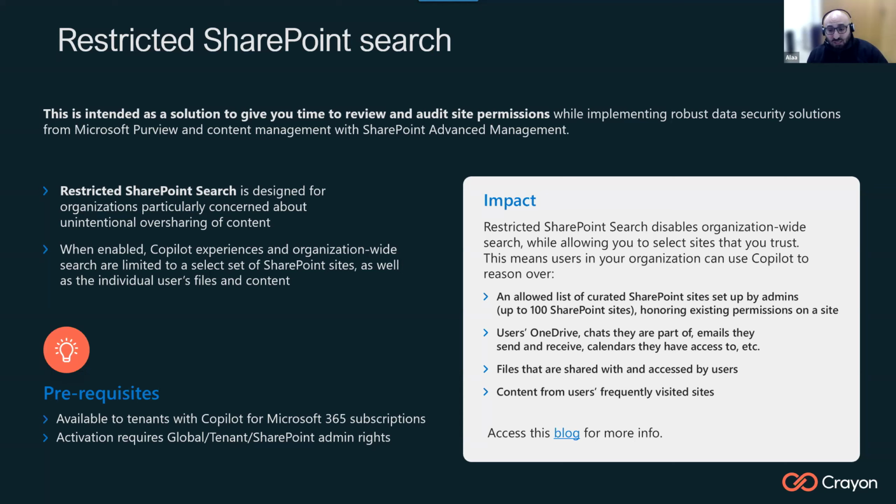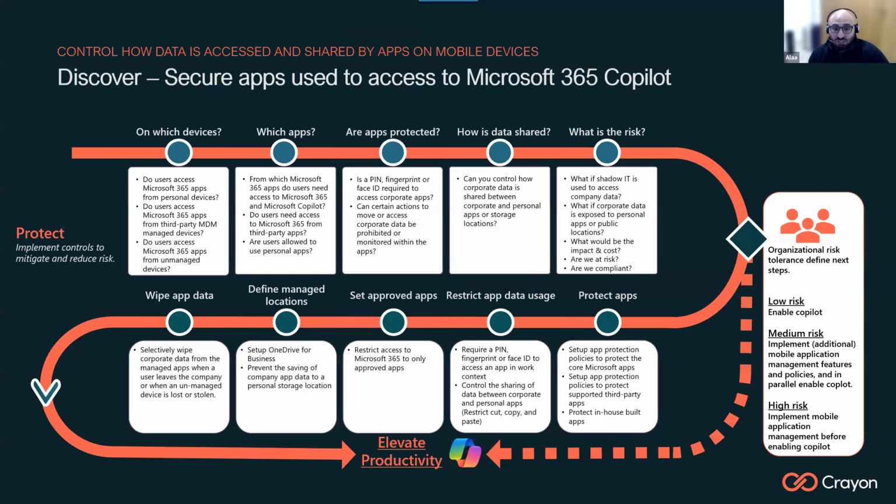If the customer decides to enable it, both Copilot and non-Copilot users will be able to find and use content from an allowed list of curated SharePoint sites set up by the admin, with up to 100 SharePoint sites. It will honor the sites' existing permissions, from user OneDrive files like chats, emails that you send and receive, calendars, etc., and content from their frequently visited sites. Cool. Moving to the next slide.